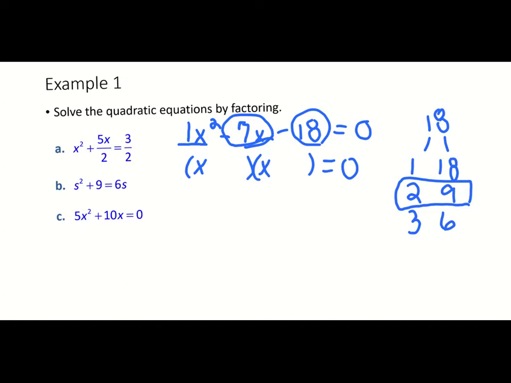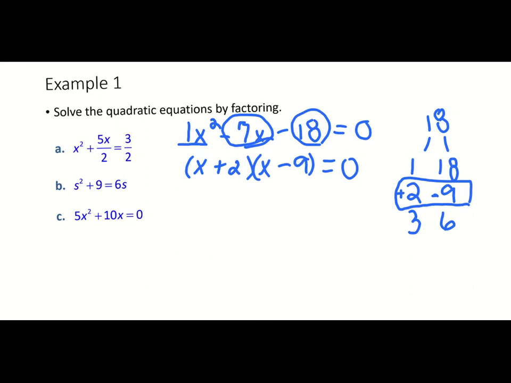Now we need a negative 7, so we have to decide. One number is going to be positive, one number is going to be negative. I need a negative 7, so that means my 9 needs to be negative and my 2 needs to be positive. So when I plug these in, it doesn't matter which goes first, but I'll put my plus 2 there and my minus 9 there. And now our expression is factored.